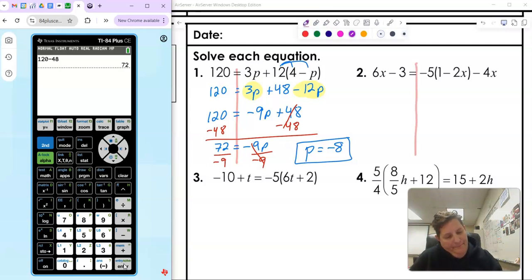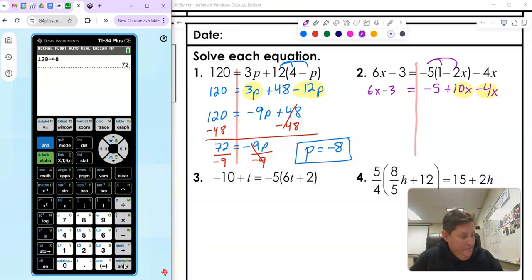Okay. For this one, let's go. 6 minus 3 equals, so when I distribute that, negative 5. I distribute that, positive 10x minus 4. Minus 4x. There we go. Combine any like terms on the same side, so I'm going to combine those. So I get 6x minus 3 equals negative 5 plus 6x.